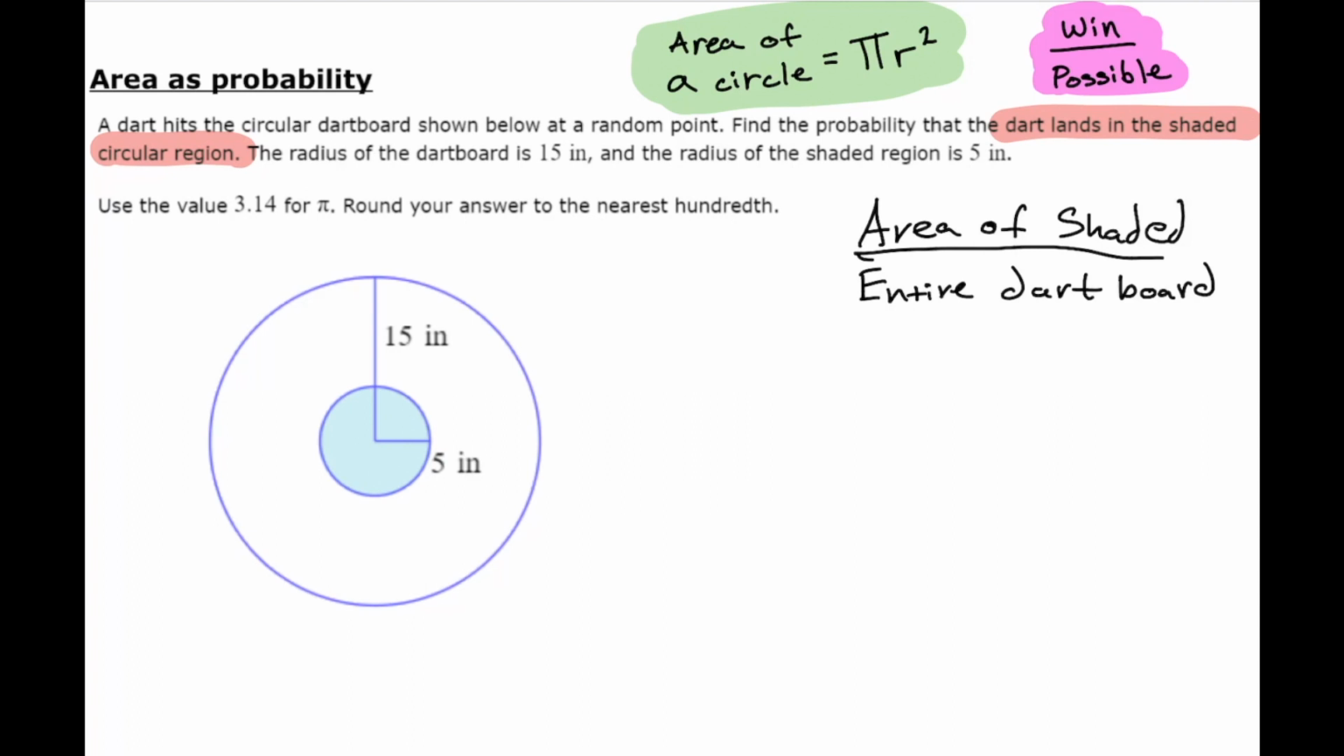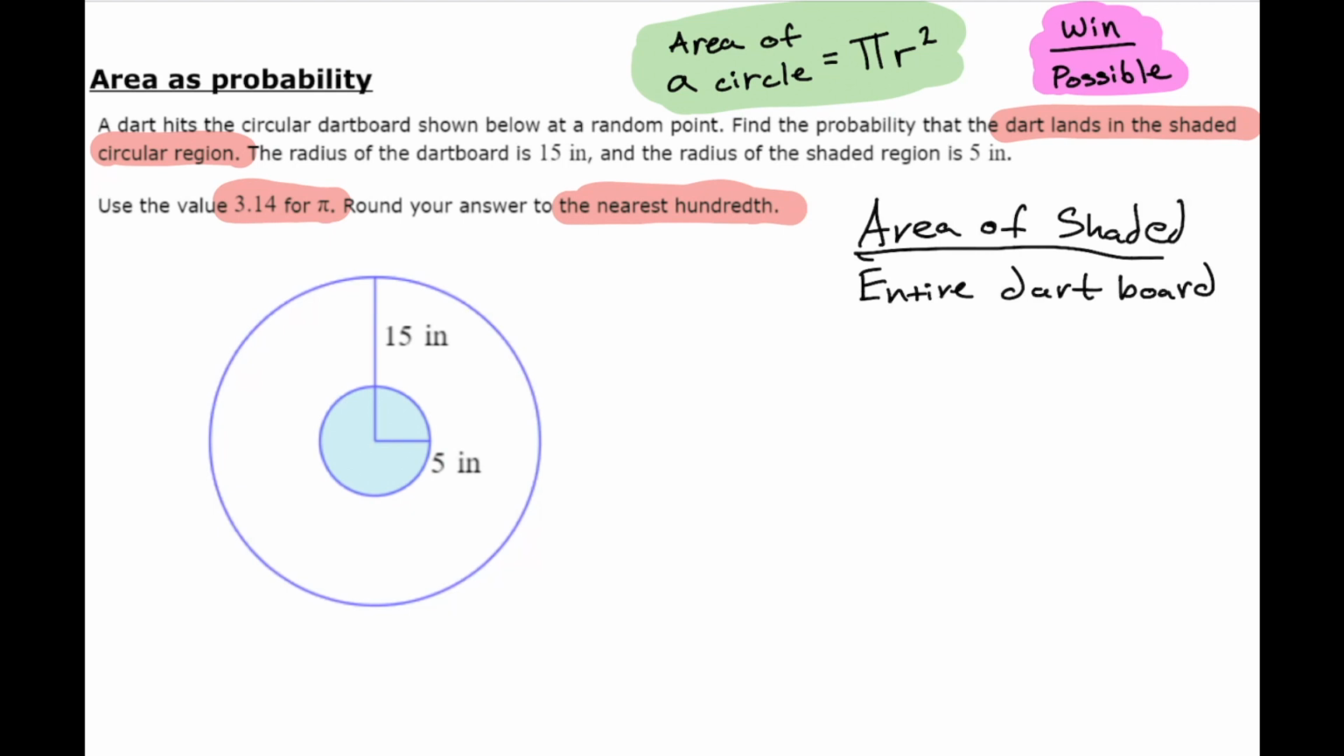Another thing I'm going to mention real quick is this is very important to see. 3.14 is what we're using for pi in this problem. So if you were to go on your calculator and use the pi symbol, your numbers are going to be a little bit off. I'm going to use exactly 3.14 for this problem because that's what the question is asking me to do. And then at the end it says we're going to round our answer to the nearest hundredth, so we're going to have a decimal answer for this one.